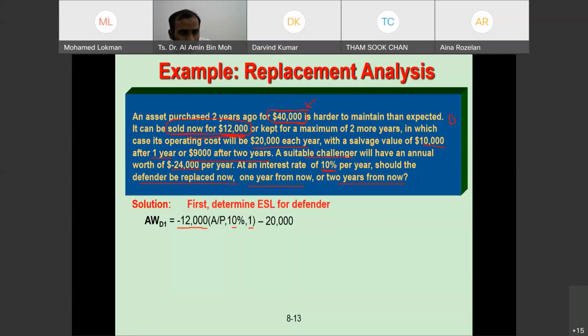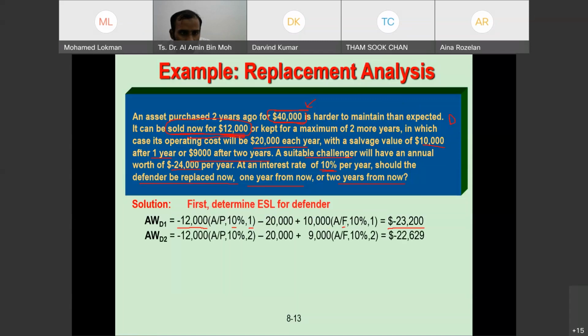Then next, 10,000 is the future, the salvage value, right? So this is the future salvage value. We want to find A, so N is 1. So this is the AW. Okay. And then we are going to calculate the AW for 2. This is if we replace now, 1 year from now and 2 years from now.